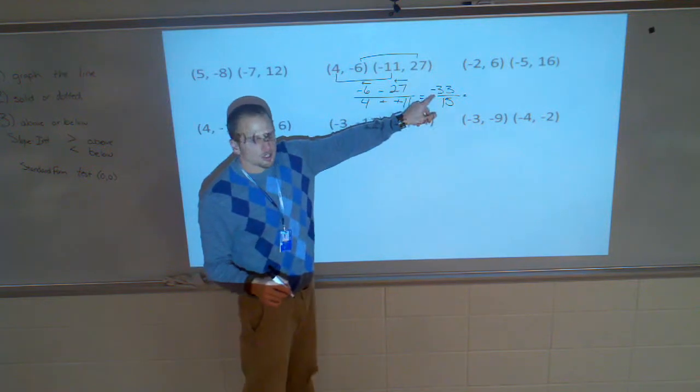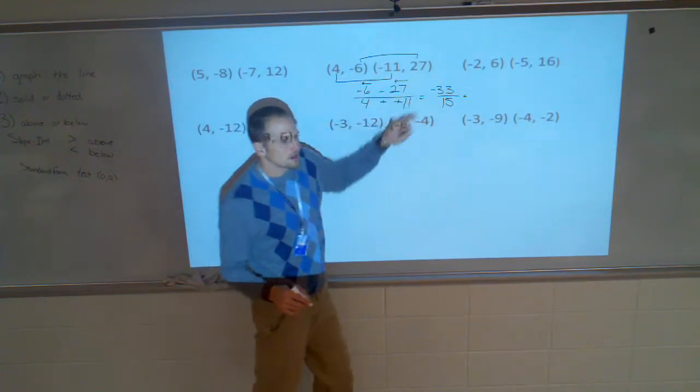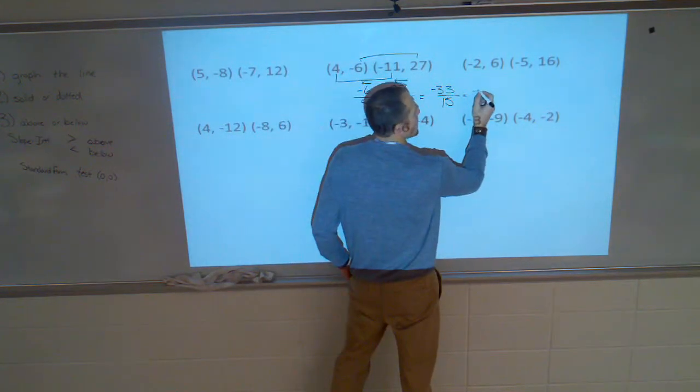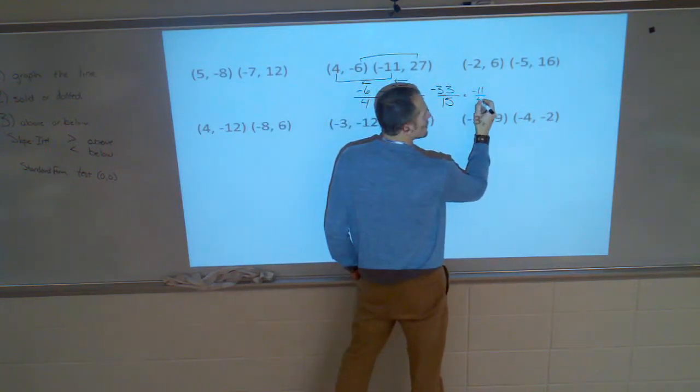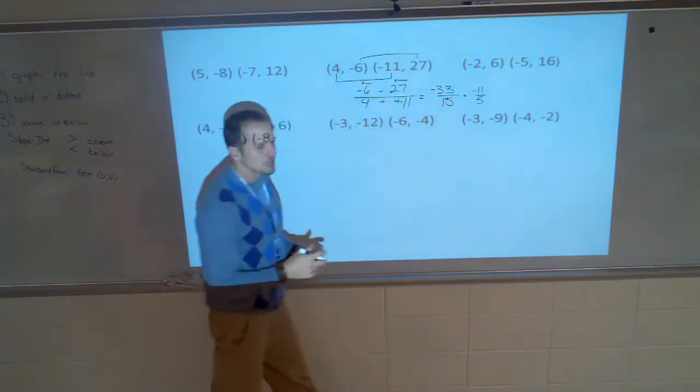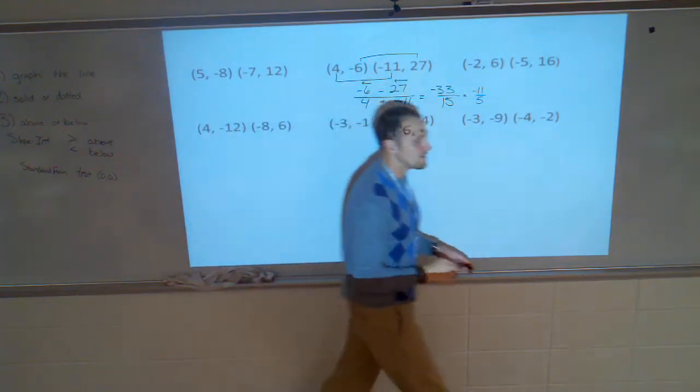All right, Trevor, last one. I can divide both these by 3. What's that going to be? Negative 11. And 15 divided by 3 is? 5. All right. So your answer is negative 11 fifths.